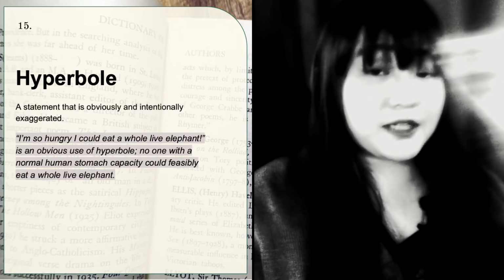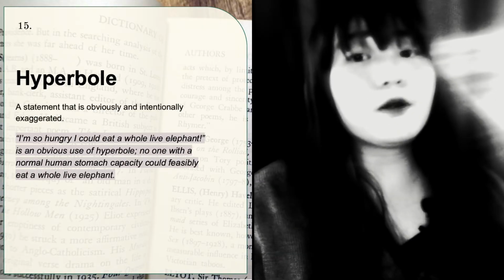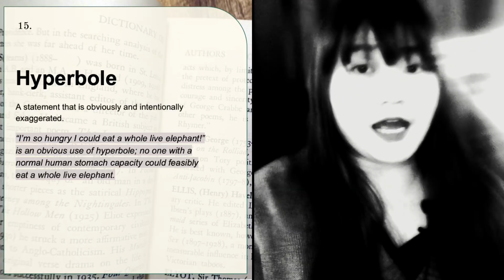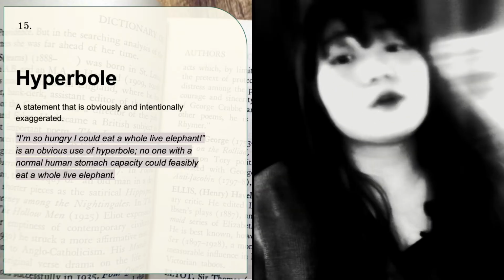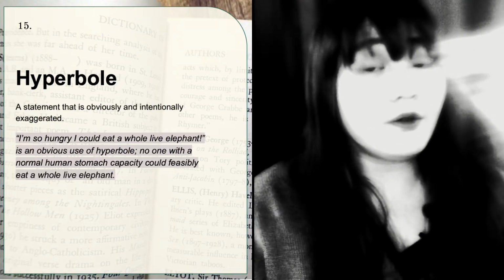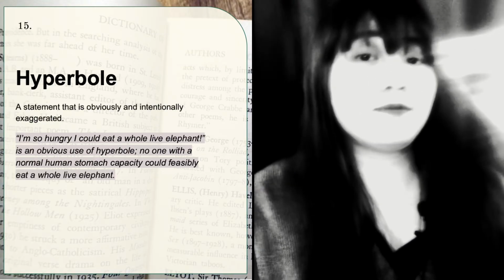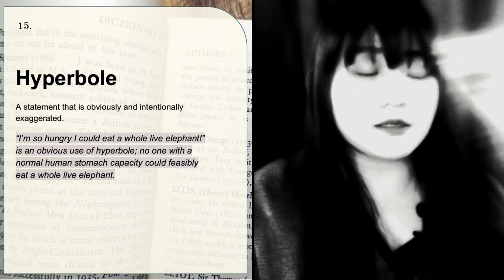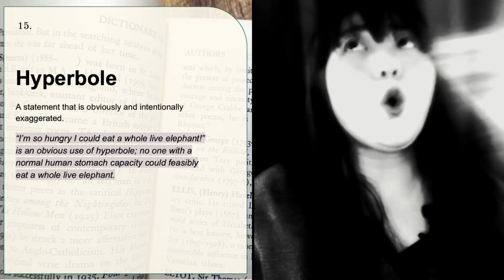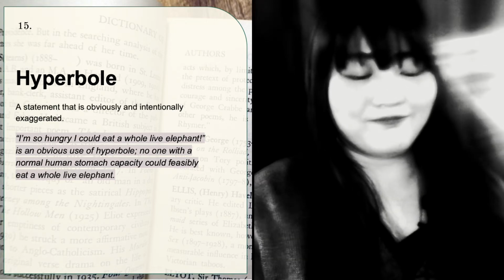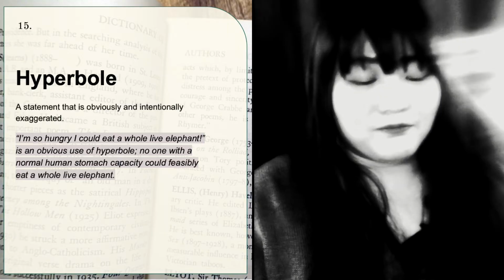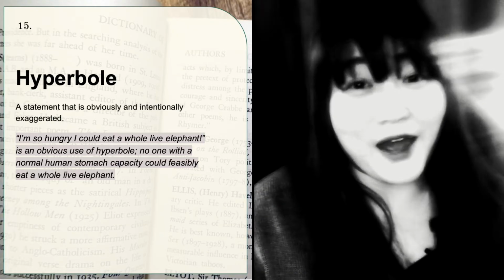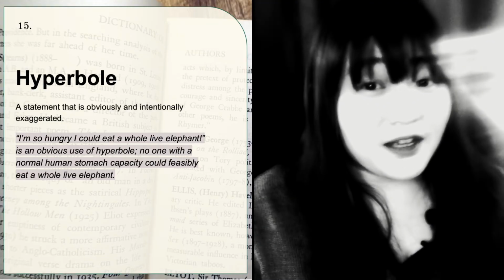Literary device number 15 is hyperbole. What is hyperbole? Hyperbole is a statement that is obviously and intentionally exaggerated. It is the opposite, or the antonym, of, for example, an understatement. Very good. So an example of hyperbole would be something like this. "I'm so hungry, I could eat a whole live elephant." Is an obvious use of hyperbole because no one with a normal human stomach capacity could feasibly eat a whole live elephant. Well, sometimes I feel like I could.